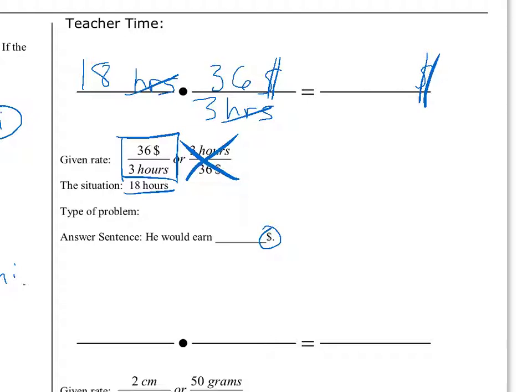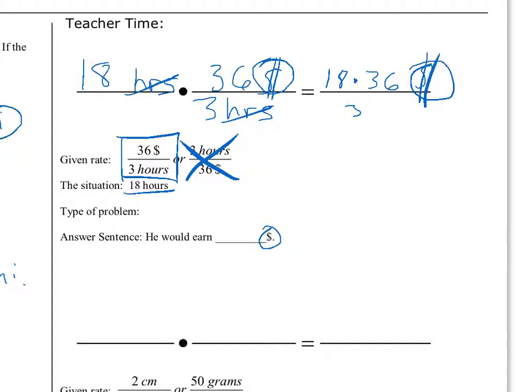So we have 18 times 36 over 3. Just a quick check on our units. We have dollars was the only thing left over. Dollars was our answer. That means all we have to do here is now do the multiplication and division.